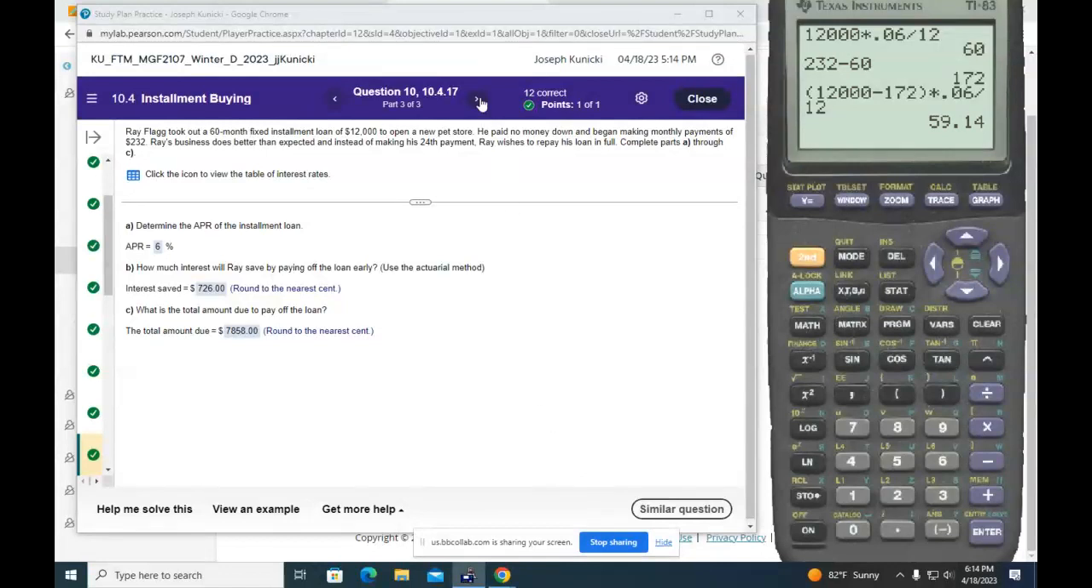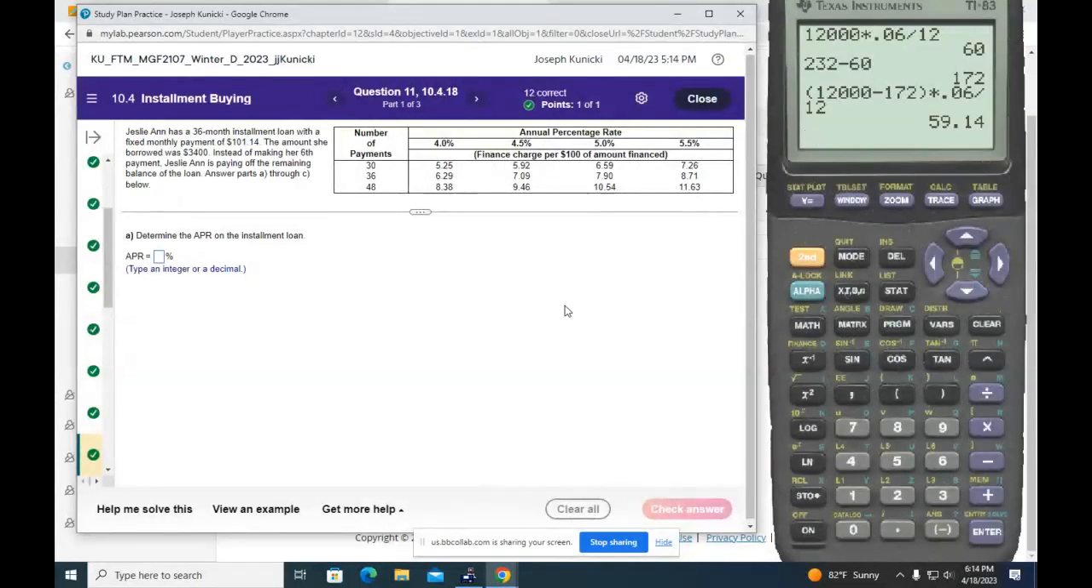All right, let's do the next one, 18. Jez Leanne has a 36-month installment loan with a fixed monthly payment of $101.14. The amount she borrowed was $3,400, so that's the principal. Instead of making her sixth payment, Jez Leanne is paying off the remaining balance of the loan. Okay, what's the APR? Okay, so once again, we need to know the finance charge. So she has 36 times 101.14, and she borrowed $3,400.